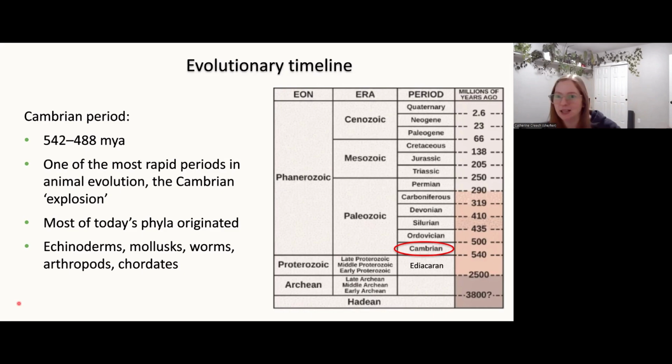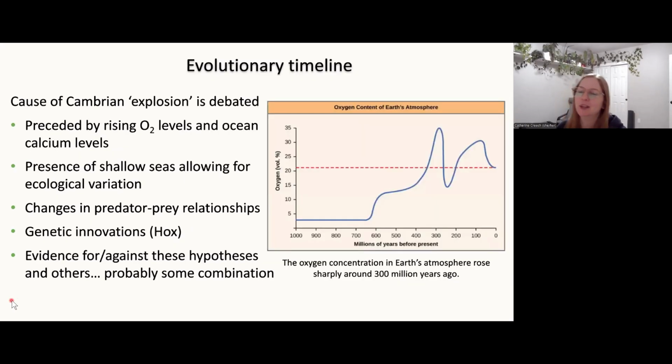For example, echinoderms, mollusks, worms, arthropods, and chordates all evolved in this period. We think that the Cambrian explosion has a couple different causes. There isn't really one, it's debated. We do know that there were rising oxygen levels.